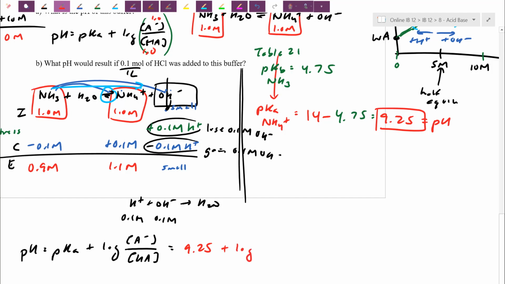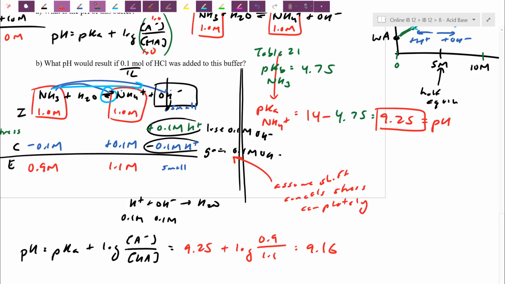But now my conjugate acid form is 1.1 molar, so 1.1 is on the bottom, and we have 0.9 up top. That's a small correction term. 9.25 plus the log, make sure you use brackets, of 0.9 divided by 1.1, and we see the pH has changed. We made an assumption here: that the shift cancels the stress completely. Even upon that slightly simplified model, we still see that the pH does change.